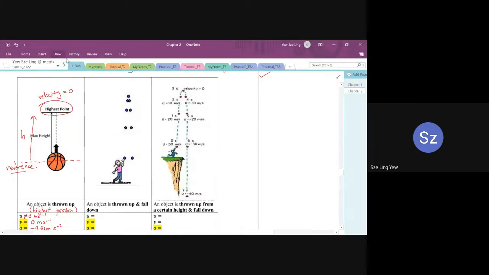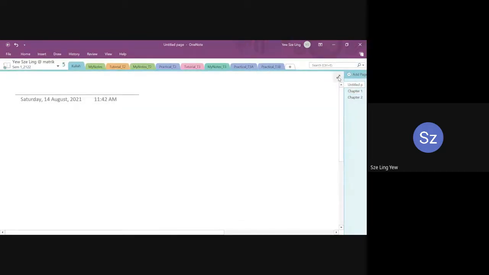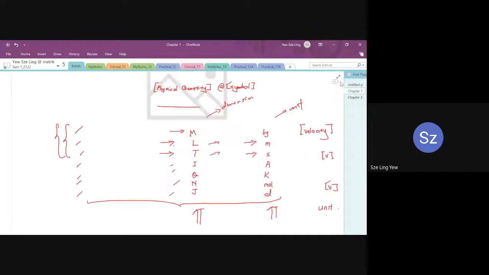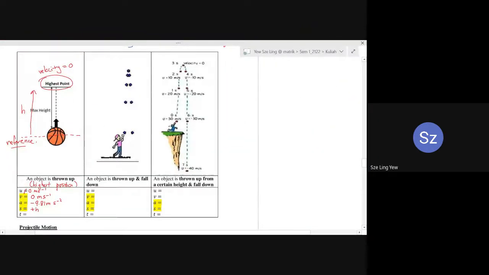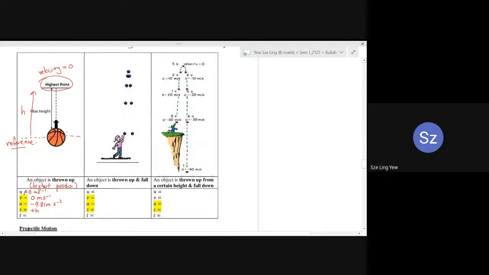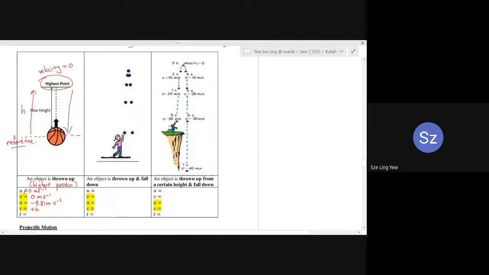So now what I want you to do is create another set of values. We are going to see what happened when it drops. Just now we said it goes to the highest point. What happened if the object drops in the same motion? You throw it up and then it drops again. If it drops, then we are going to take the highest point as our initial position.